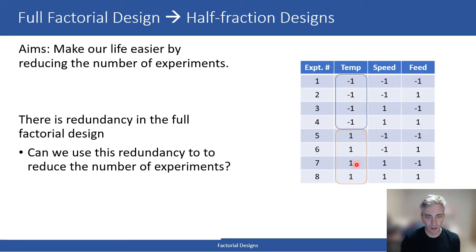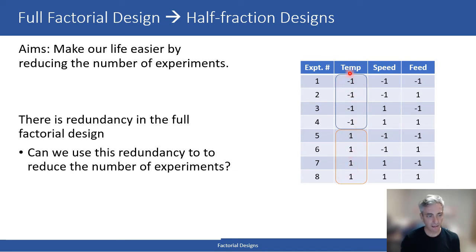If we halve the number of factors here, so we just look at a couple of high values of temperature and a couple of low values of temperature, we will still have quite a lot of information about the effect of temperature with the speed and feed varying, right? So there's redundancy here. We have redundant data if we're only interested in the effect of temperature.